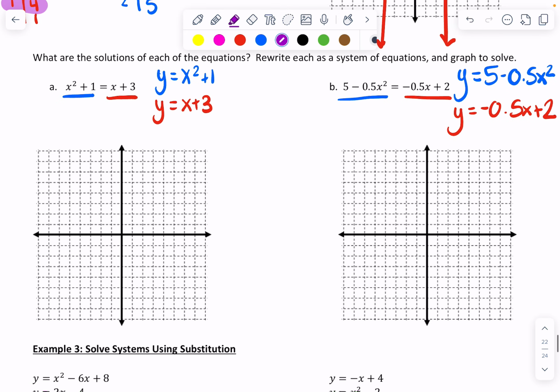All right, if you're feeling good, go ahead and try these next two on your own. Same thing, we are just going to go right into Desmos and we're going to type these in. So when I go to Desmos and I type in x² + 1 and x + 3, I'm going to go ahead and draw a sketch of what I am seeing on Desmos, and I want you to do the same.